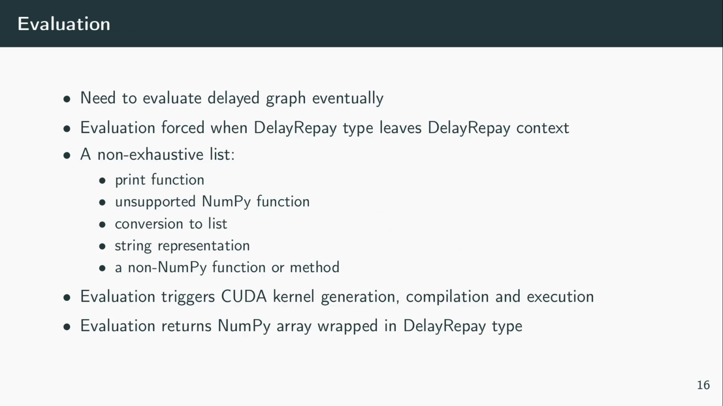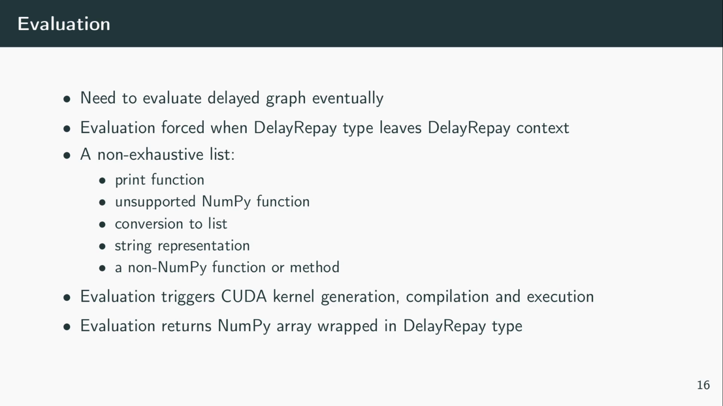So in order for this to be useful, we need to evaluate our delayed graph eventually. Evaluation is forced when a DelayRepay type leaves the DelayRepay context. So I'll give a quick list of when this might happen: a print function, an unsupported NumPy function, conversion to a plain Python list, getting a string representation of the delayed object, a non-NumPy function or method, or a comparison function. This is a non-exhaustive list, but covers nearly all cases that we might see.